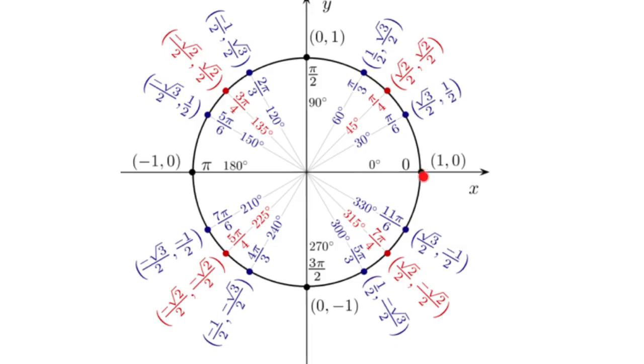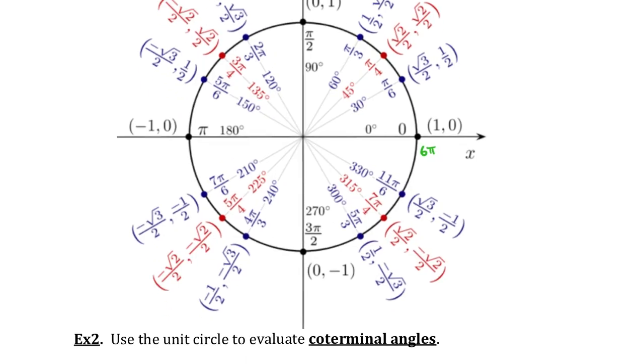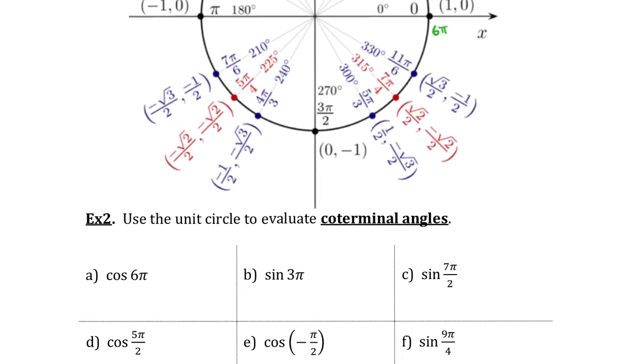Where is 1 pi? 1 pi is right here. I want to go 6 pi. Let me start again. So this is 1 pi, 2 pi, 3 pi, 4 pi, 5 pi, 6 pi. So if I go 6 pi, I actually end up way back at 0. So now let me answer the question about the cosine of 6 pi. Cosine is the x-coordinate, so 1.